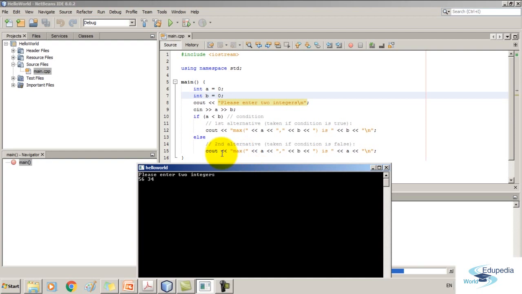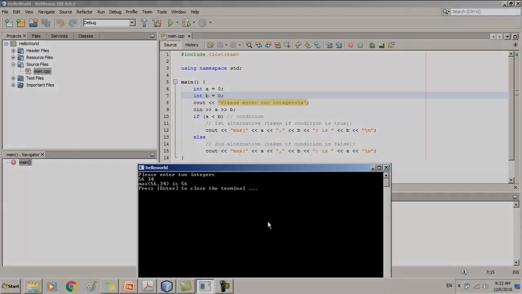Therefore, this should go through the else part, and the cout statement in the else part should be output. Let's press enter, and you can see it says max 56 and 34 is 56, which means the value of a. That means the else part.